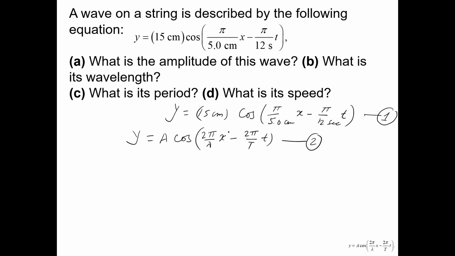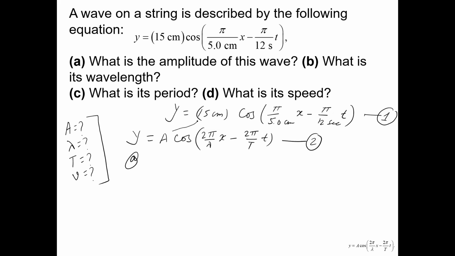Now in this case, what do you have to calculate? You have to calculate the amplitude, the wavelength, the time period, and the speed of this wave. You have to calculate these four things, so let's go one by one. Problem A: equation 1 is given, equation 2 is the standard equation, so you want to compare them side by side.